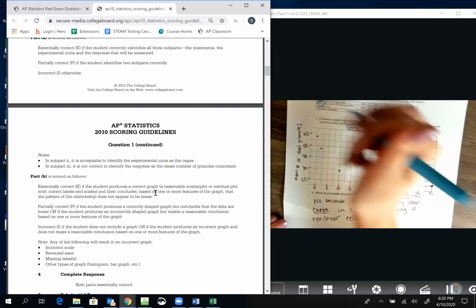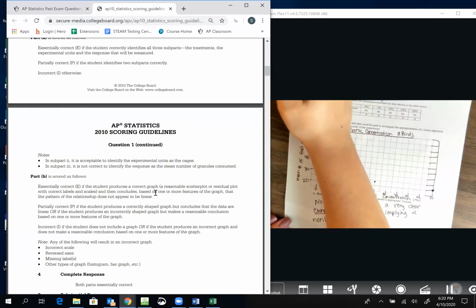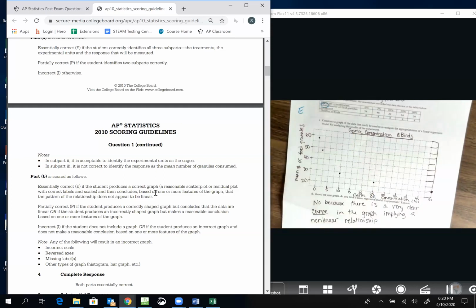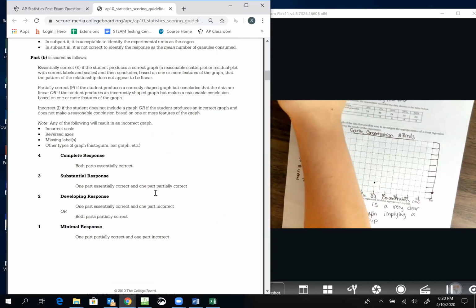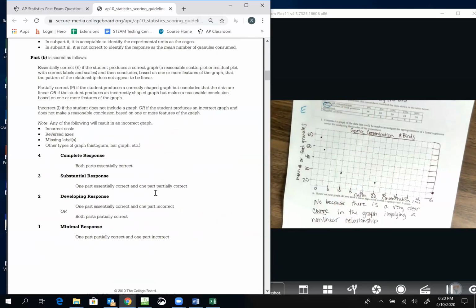Okay, so that's essentially correct. So that E is on both parts. Both parts E is a 4 out of 4. EP is a 3 out of 4. EI or PP is a 2 out of 4. 1P and 1I is a 1 out of 4.